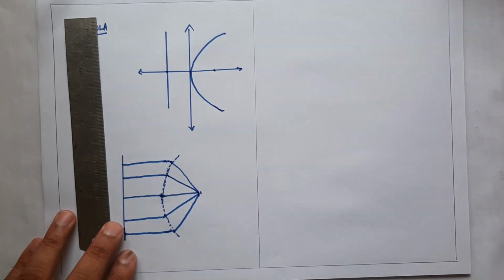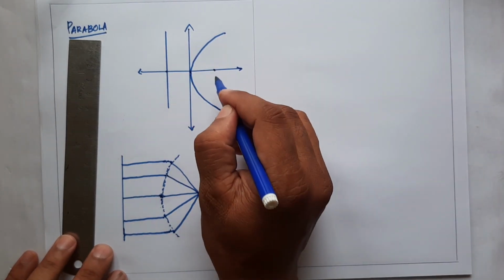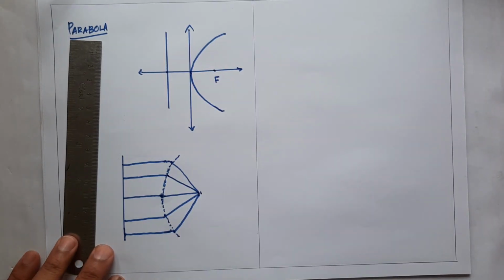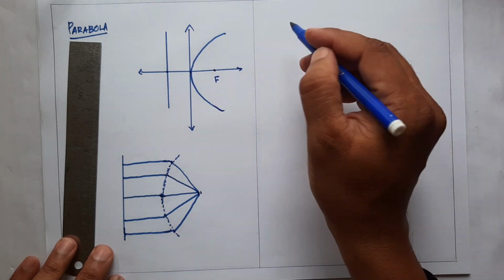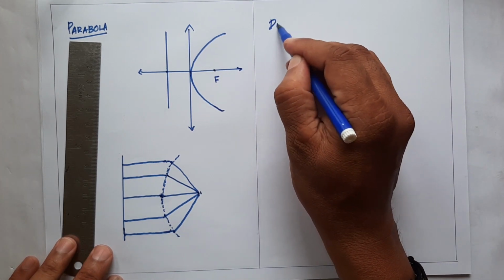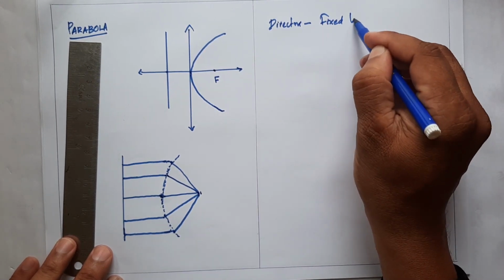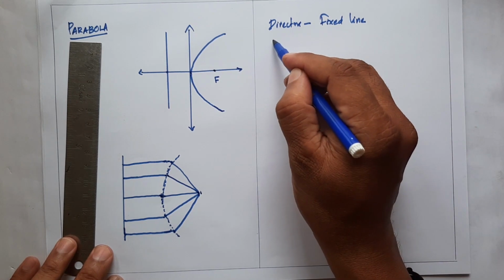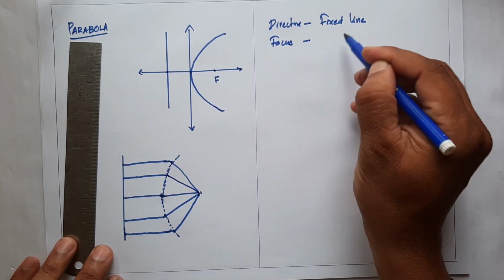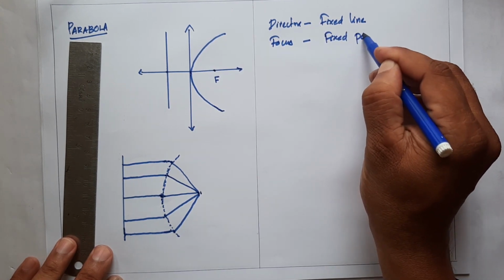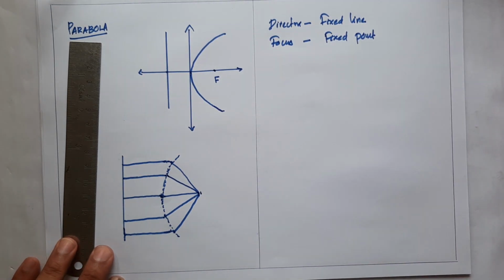Now let us discuss some points regarding the parabola. Our fixed point is called the focus, and the fixed line is called the directrix.